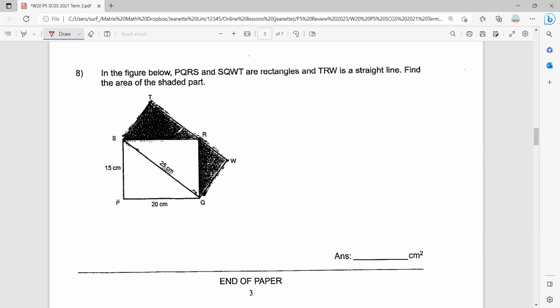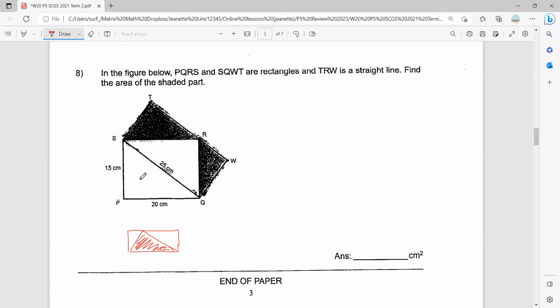Okay, so the area of the shaded part is actually half of this rectangle, right? Because in any rectangle, if I have a triangle this way, the area of the triangle will be half the area of the rectangle. So this triangle is actually half of the whole thing, which means that it's the same area as the shaded part. Now this part of the rectangle is actually the same as the area of this triangle here.